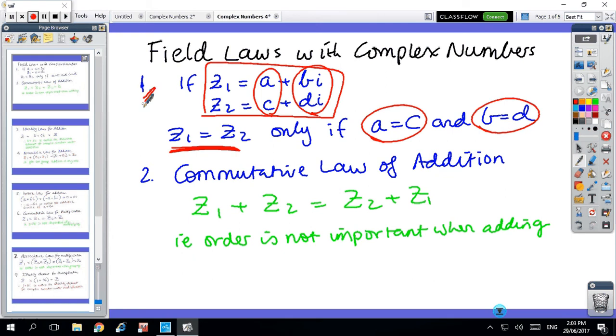The next one is called the commutative law for addition, which basically says it doesn't matter what the order is, you can add them in any order and you get to the same spot, which we did understand in vectors.